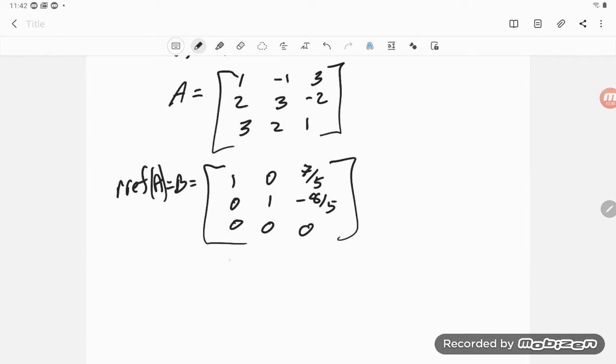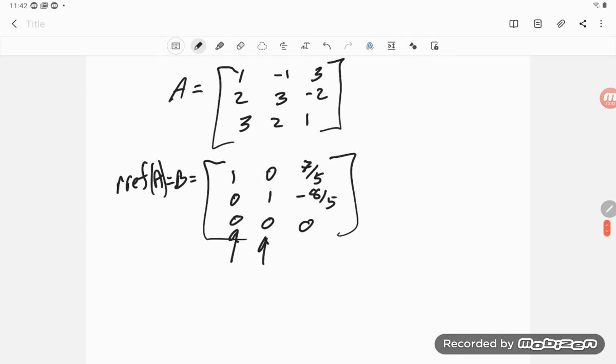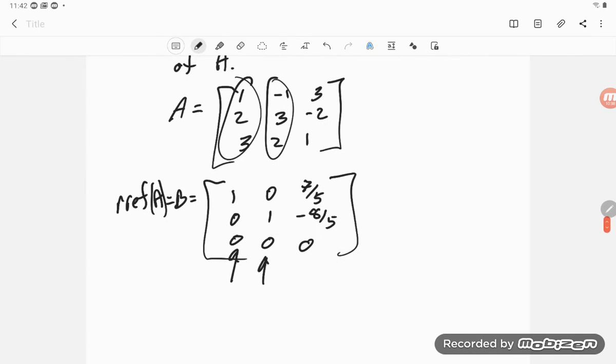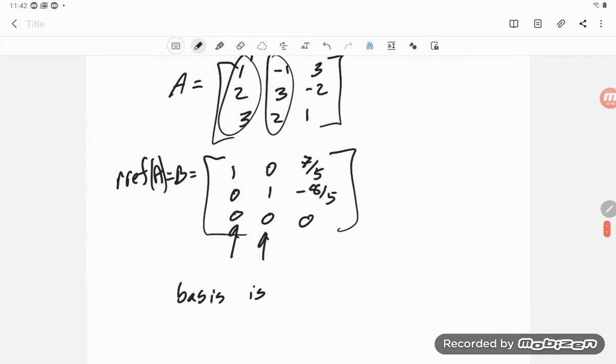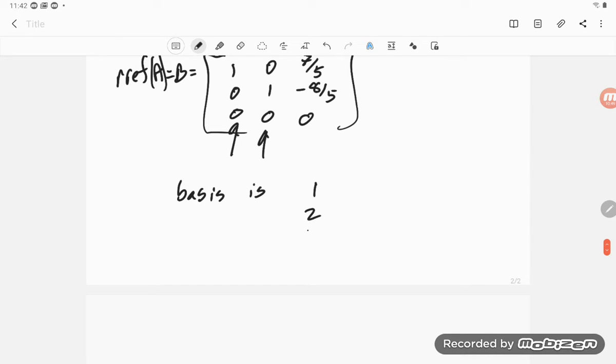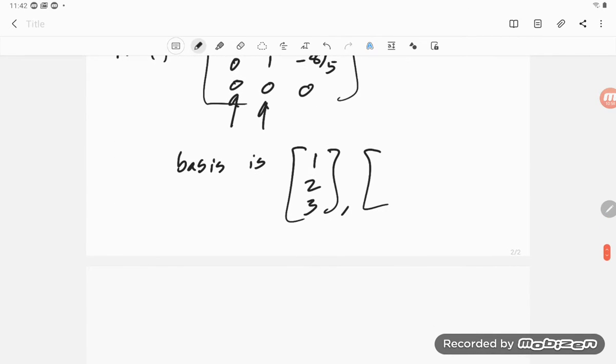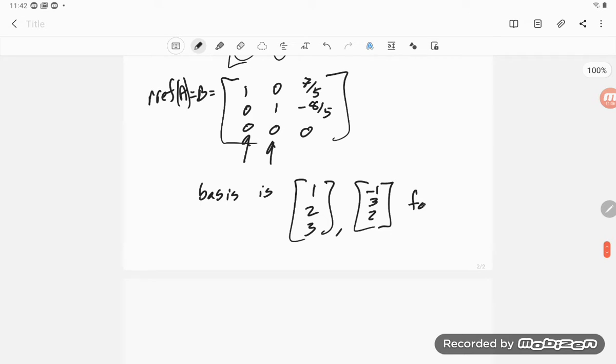And so we take those leading columns there, and so there is our basis. Okay, so our basis is 1, 2, 3 and negative 1, 3, 2, those first two columns of A. And that is a basis for the column space of A.